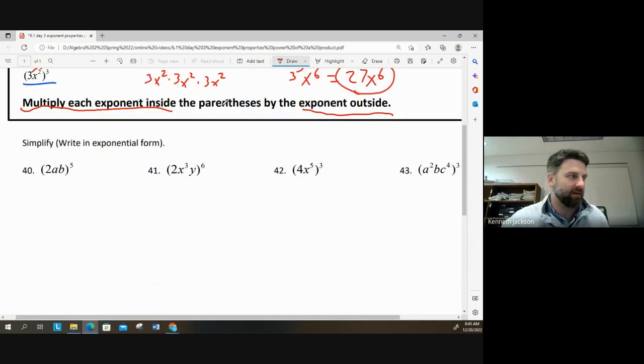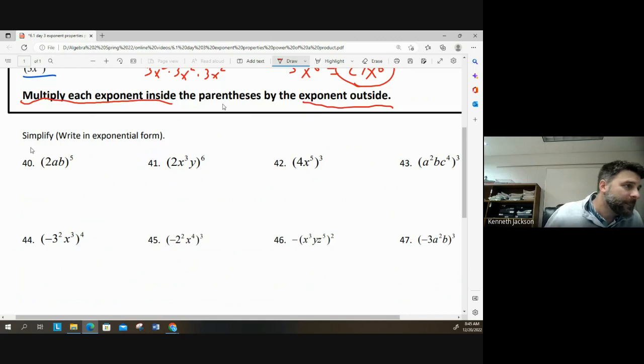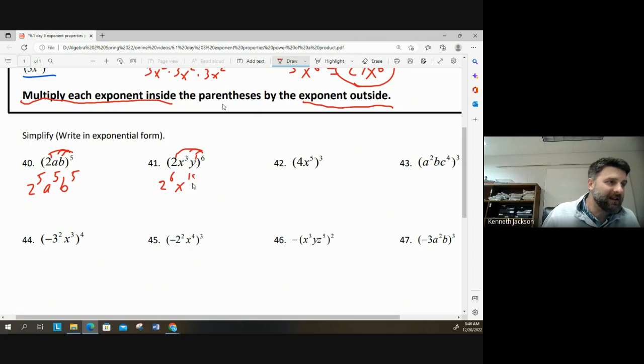Just more of it. So on number 40, I take this 5 on the outside, and I can multiply each of these powers on the inside. That's not 2 times 5, that's 2 to the first. So I multiply the first times 5, which will give me 2 to the fifth, a to the fifth, b to the fifth. I take this exponent on the outside, and I'm multiplying the exponents on the inside. 2 to the sixth, x to the 18th, y to the sixth. I take the exponent on the outside, and I multiply each of the powers on the inside.